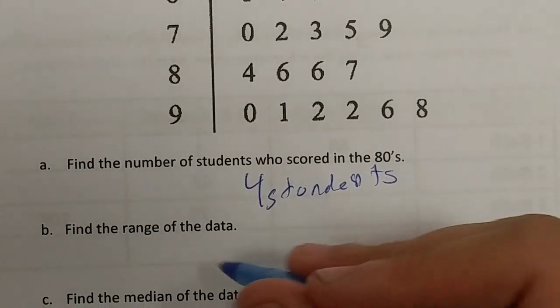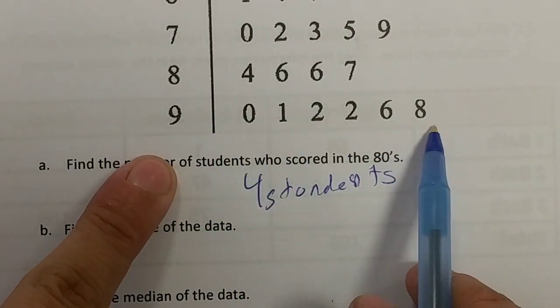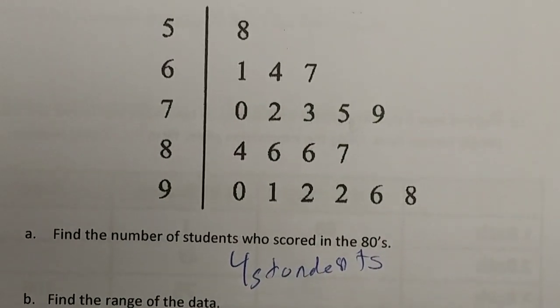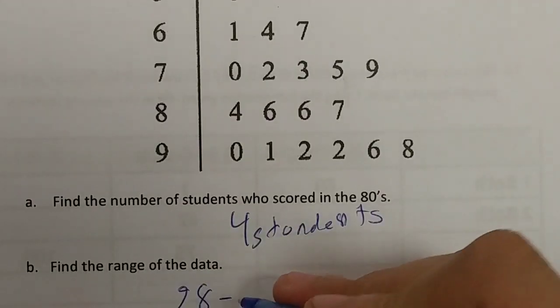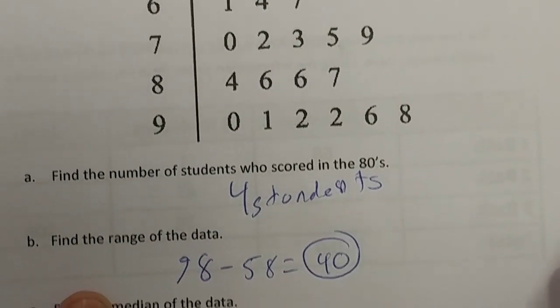All right, find the range of the data. Now, if you don't remember what range is, it's the biggest number minus the smallest. The biggest number is 9 and 8, so 98, minus the smallest number here, the lowest score, 58. 98 minus 58, that is 40.